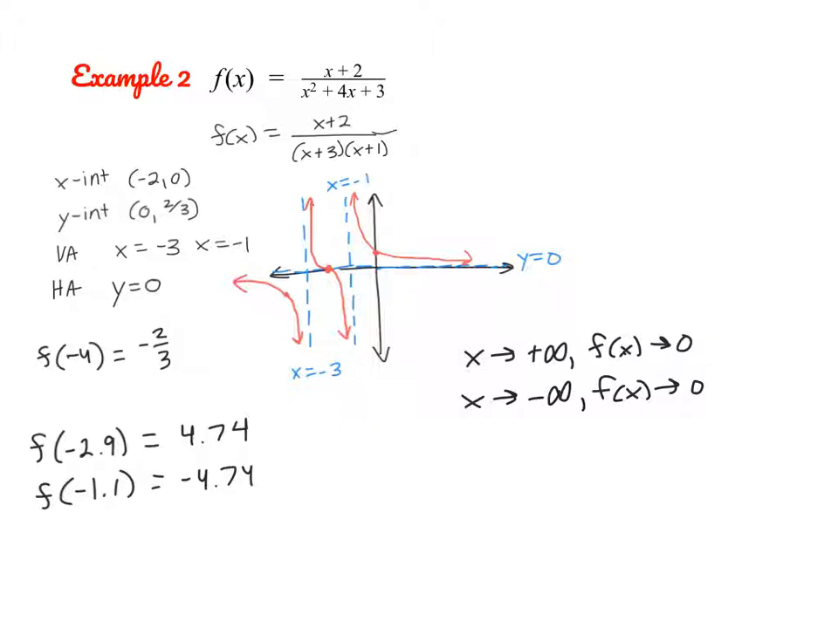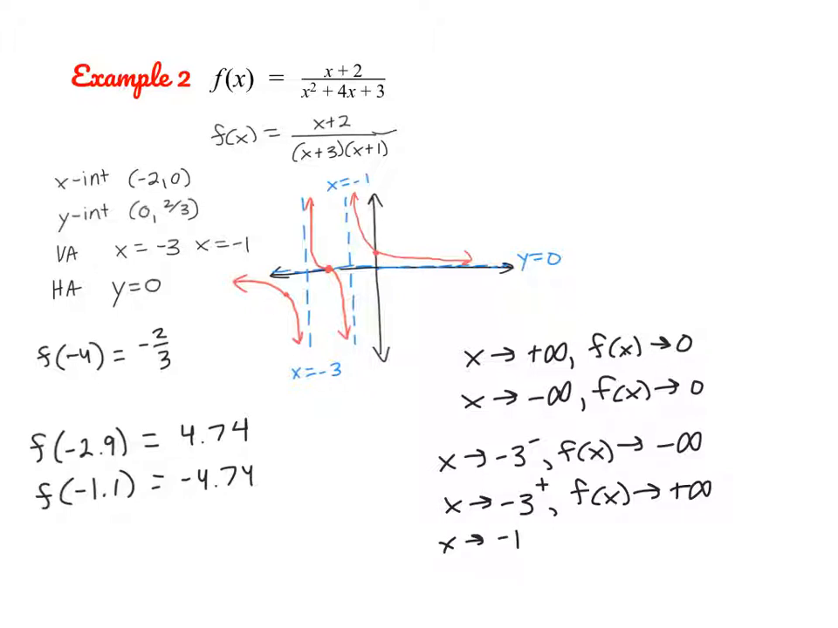Let's do our asymptote behavior. As x approaches -3 from the left, f of x approaches negative infinity. So that's describing this portion. As x approaches -3 from the right, f of x approaches positive infinity. As x approaches -1 from the left, f of x approaches negative infinity. So that's describing right here. Now let's describe as x approaches -1 from the right. We can see that our graph is going up, so f of x approaches positive infinity.